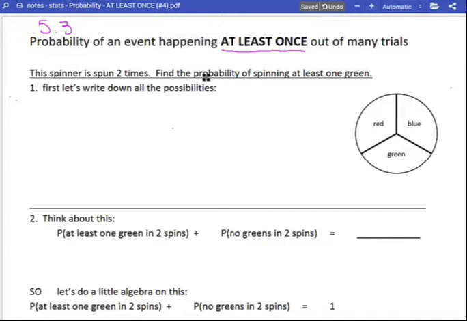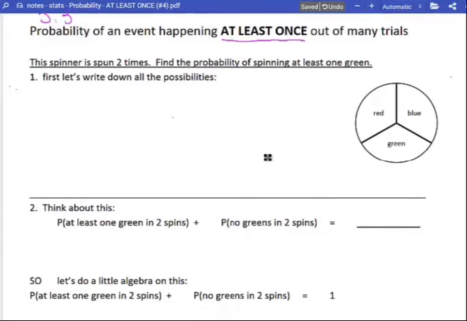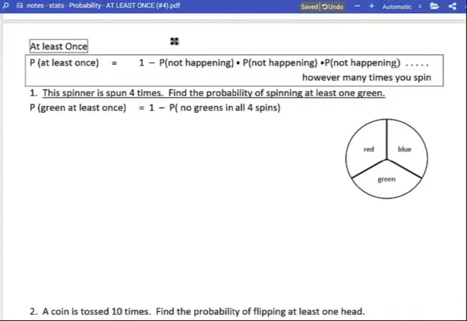So actually the formula is on the second page. If you flip over to the second page, it's at the top. It says at least once. So let's just look at the formula and then I'll explain how the heck they came up with this formula.